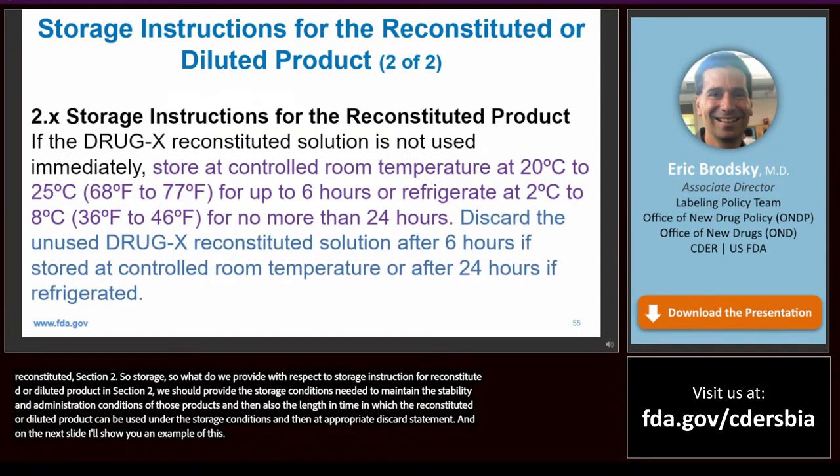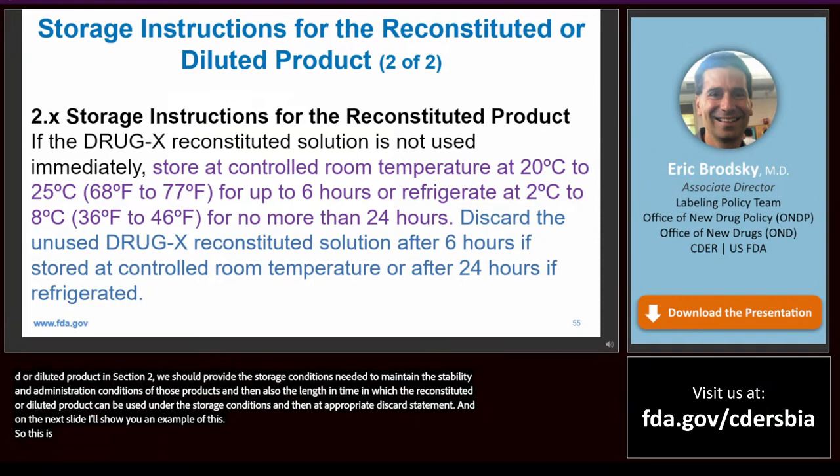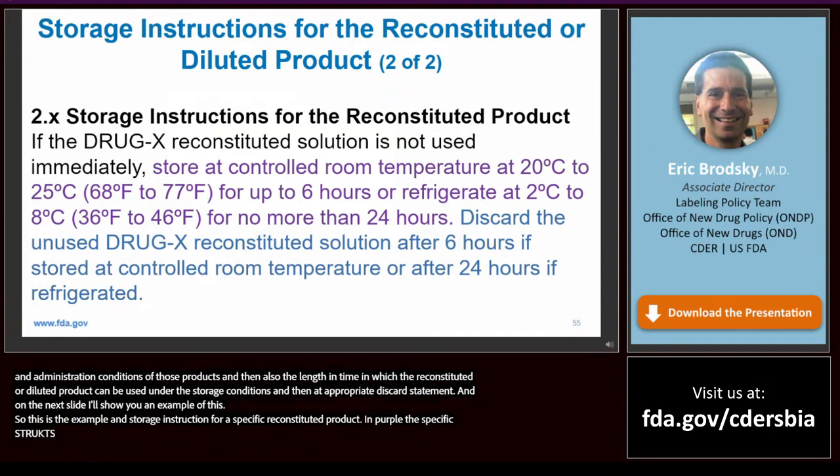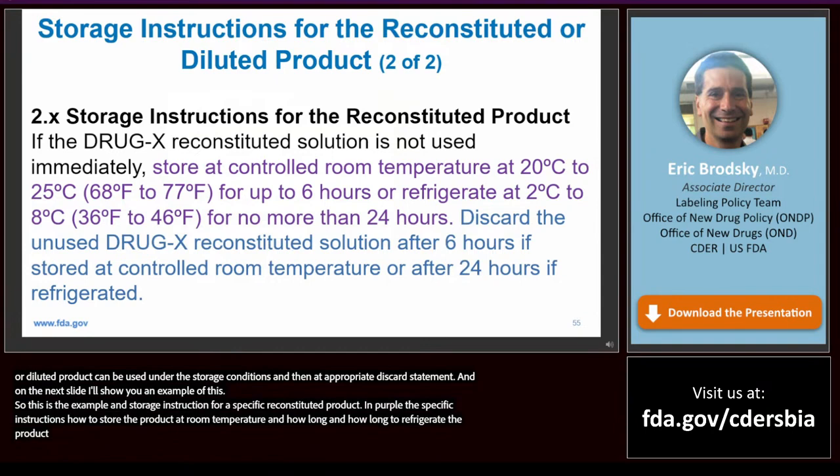So this is the example. This is storage instructions for a specific reconstituted product. In purple, the specific instructions about how to store the product at room temperature and for how long, and how long to refrigerate the product, as well as discard instructions that are in blue.